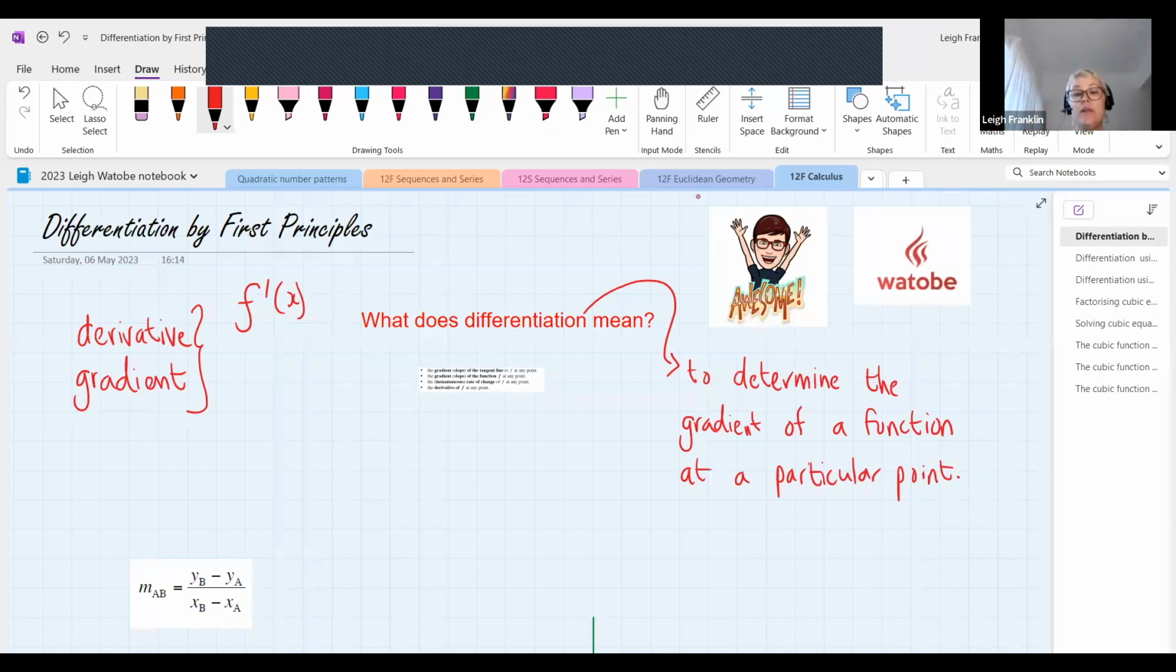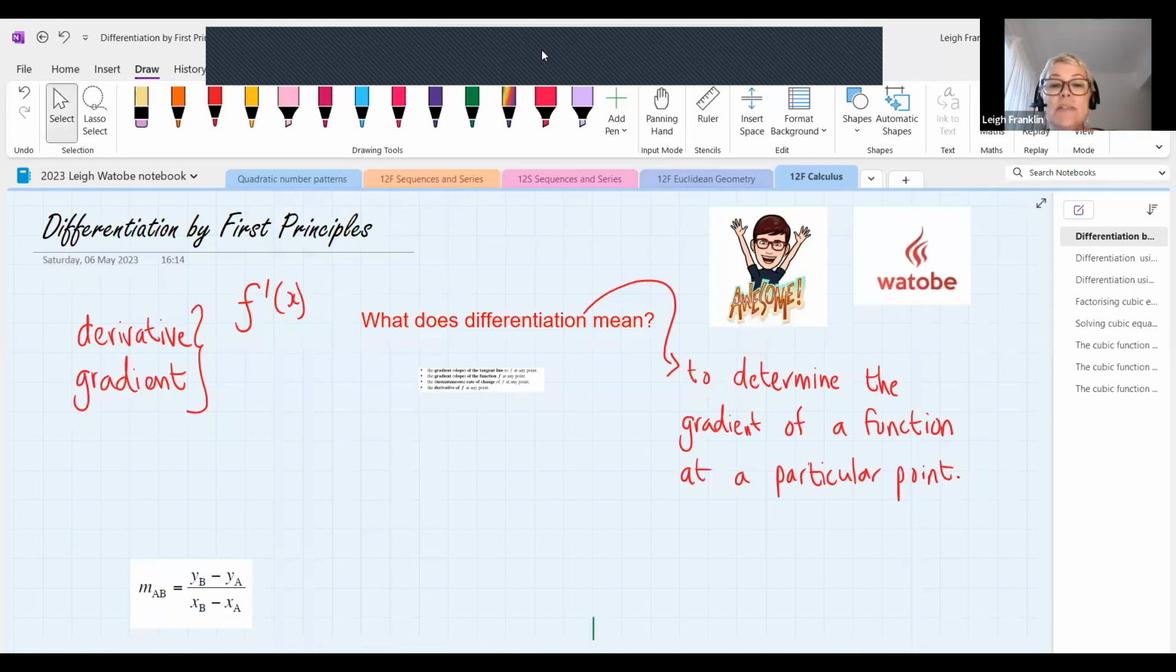Now, the reason that we would want to differentiate, or find the derivative, or determine the gradient at a particular point in a function, is to understand how the gradient or derivative is changing depending on where on the function we are talking about.